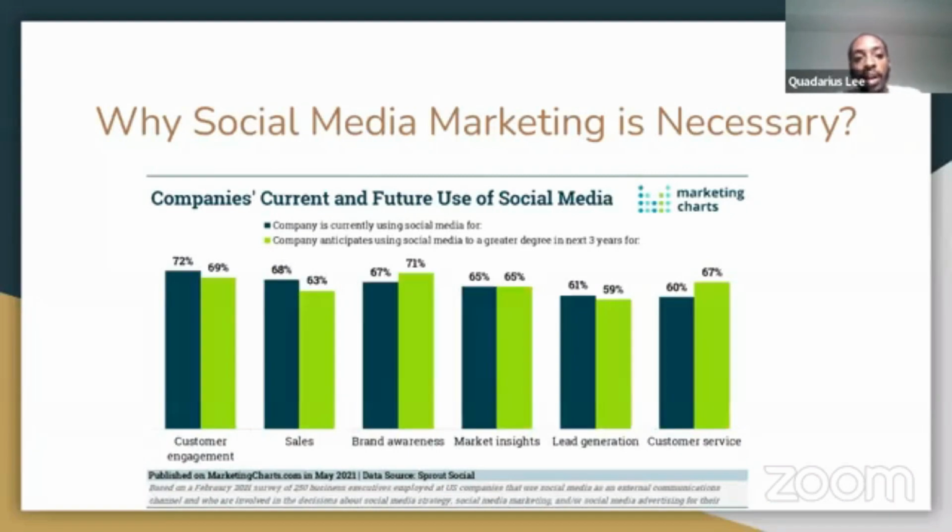All right. Right here is just a graph of companies' current and future use of social media. Future use is going to be in the green, and current use is going to be in the dark blue. So as you can see, for customer engagement, sales, and lead generation, companies' current use is already up versus the companies that anticipate using social media in the next 3 years. Now, sales is big for companies. Customer engagement is obviously big for companies. It's going to play a big role in social proof, and so are brand awareness and marketing sites.